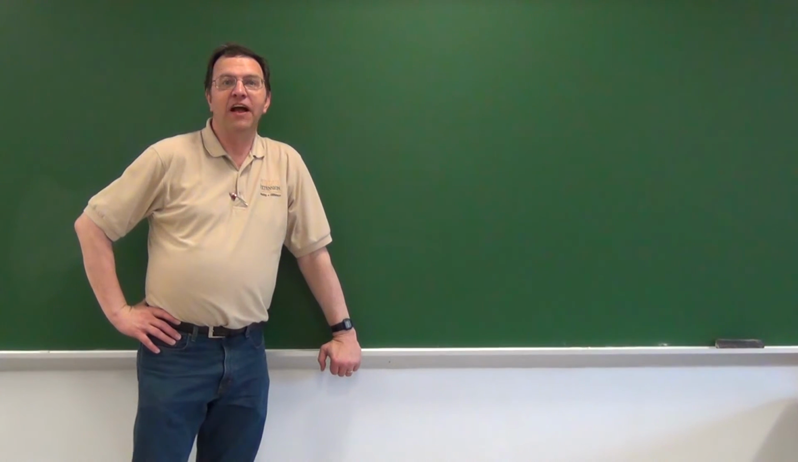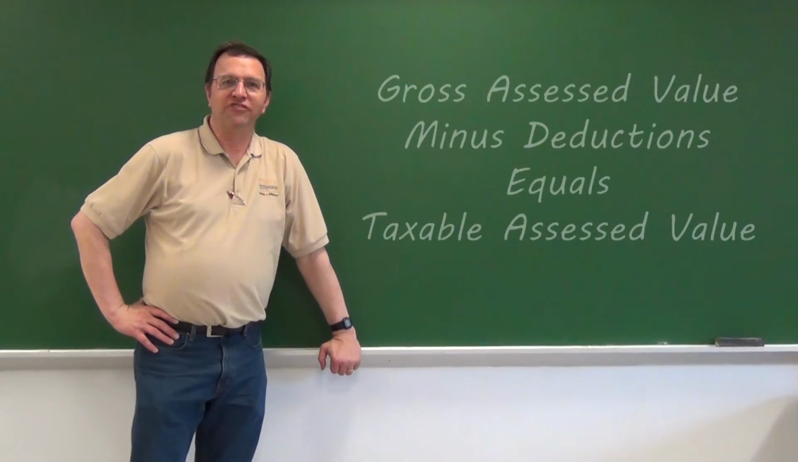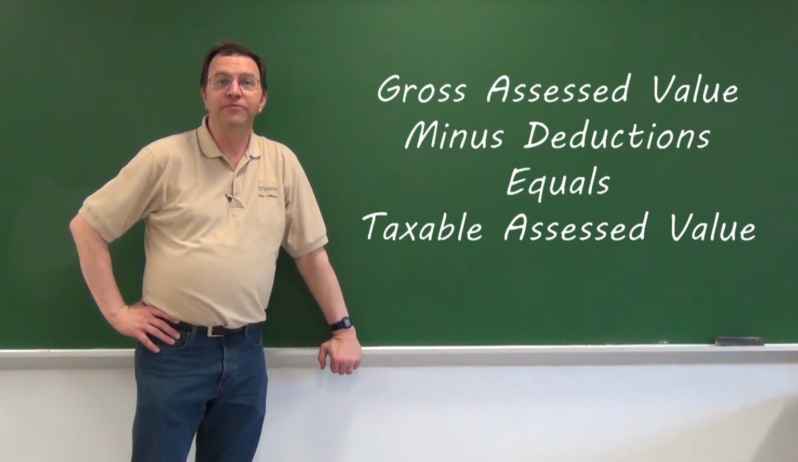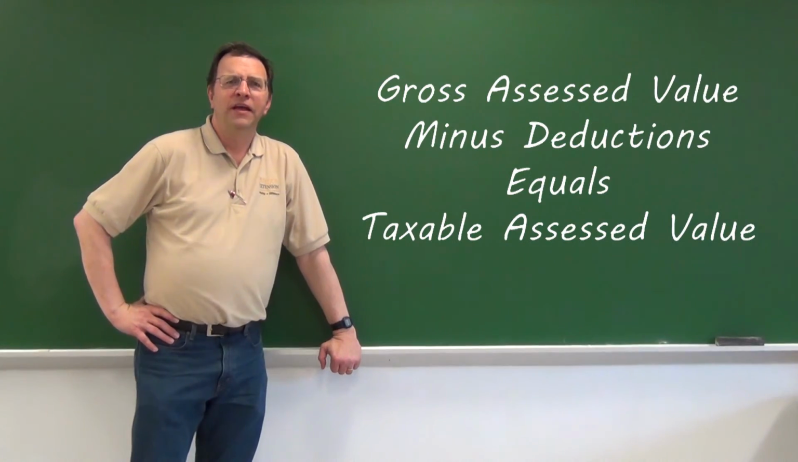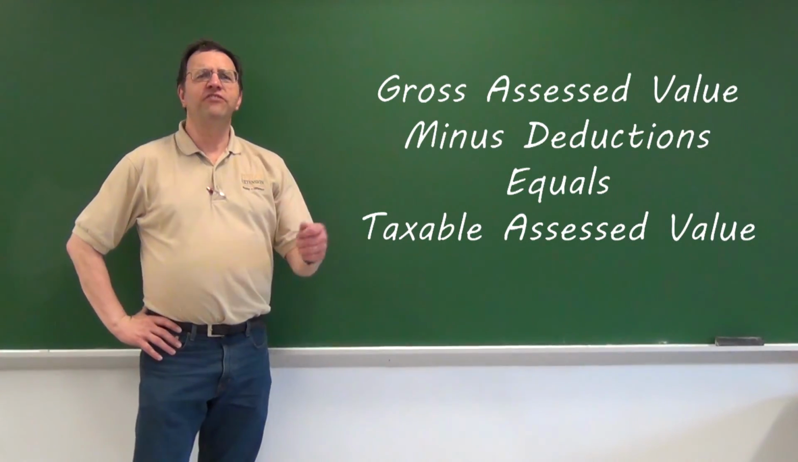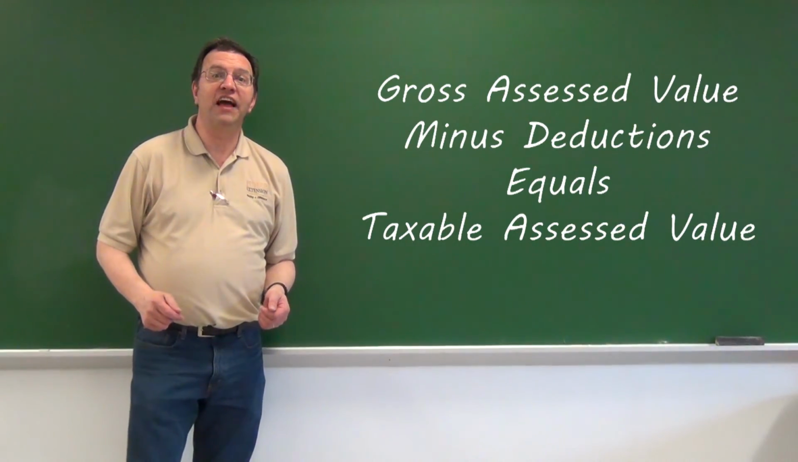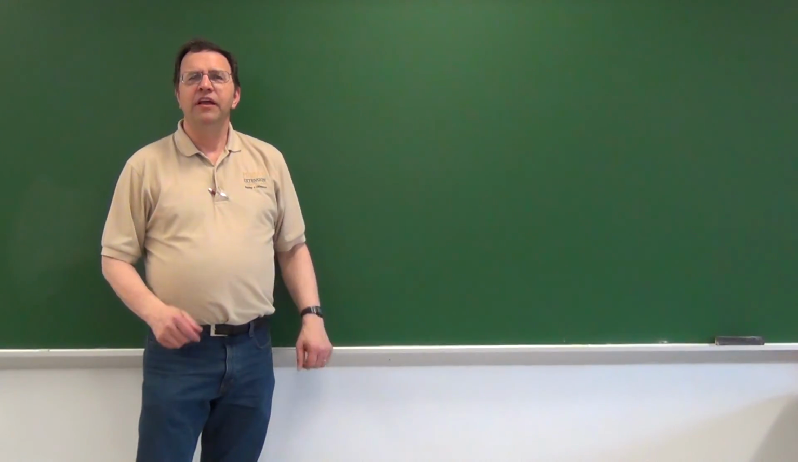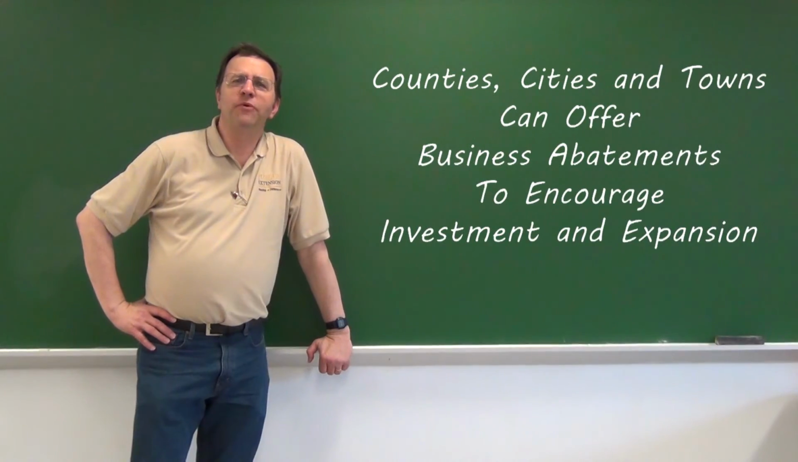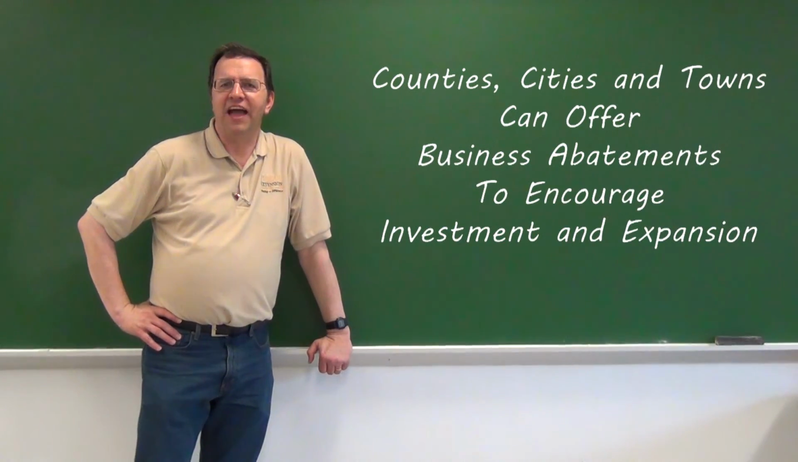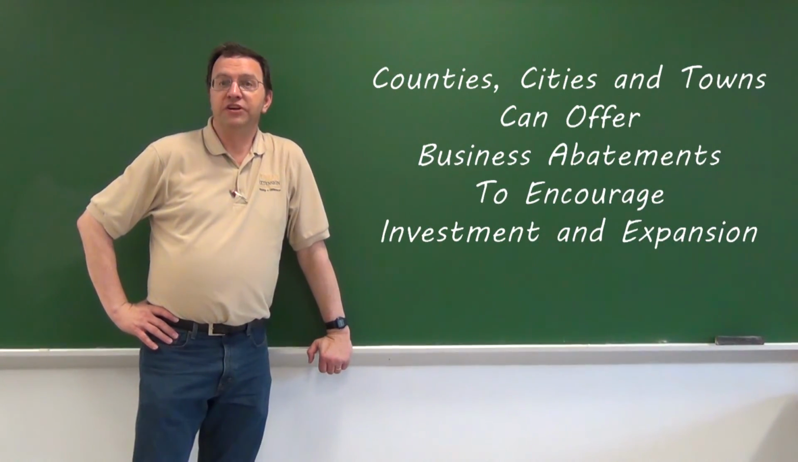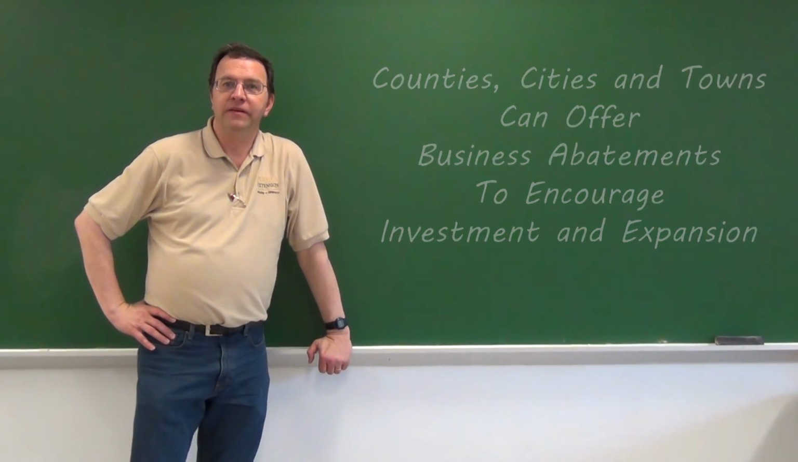Only part of the assessed value of property is taxable. Deductions are subtracted from gross assessed value to get taxable assessed value. There are many kinds of deductions for veterans, disabled people, people 65 or older, for installation of energy-saving technology, and several others. Some businesses receive abatements, so only a fraction of their property assessment is taxed. Abatements are intended to encourage new investment and expansion.